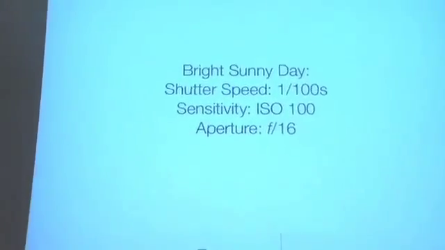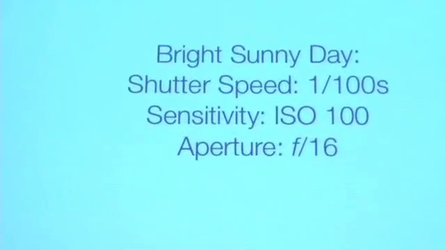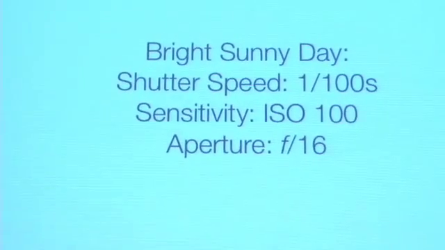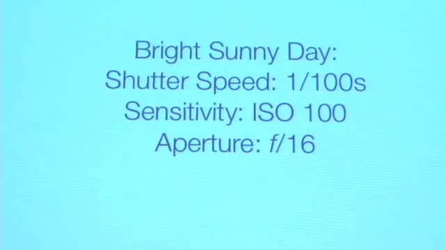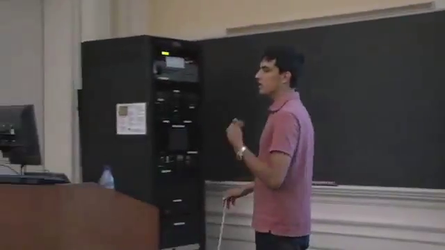On a very bright sunny day, you want a shutter speed of about 1/100th of a second, a sensitivity of about a high ISO 100, and an aperture of f16. So the Sunny 16 rule, in other words, means that you set everything to 100, the shutter speed, the ISO, and you just set the aperture to f16.